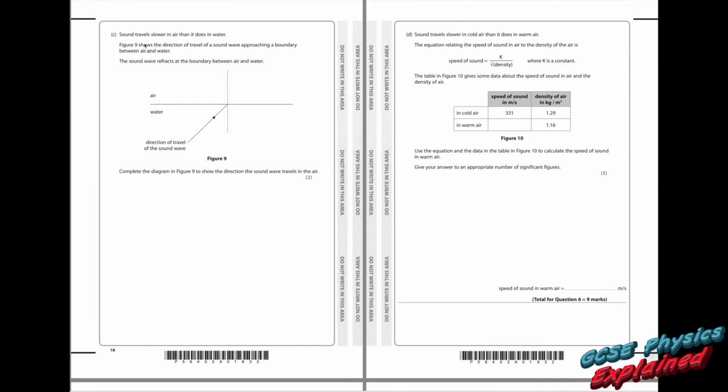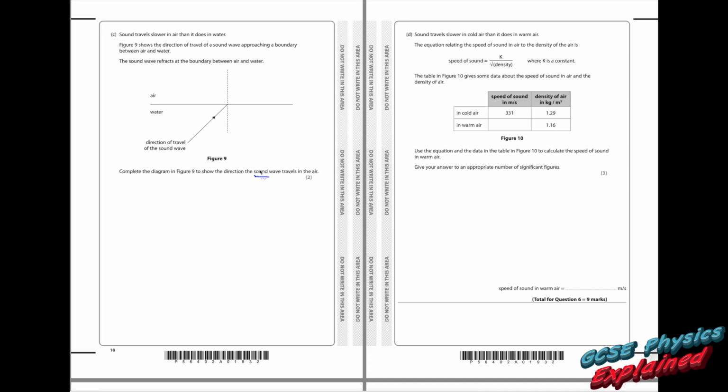Question C. Sound travels slower in air than it does in water. Figure 9 shows the direction of travel of a sound wave approaching a boundary between air and water. The sound wave refracts, that means bends, at the boundary between air and water. Complete the diagram in figure 9 to show the direction the sound wave travels in air.